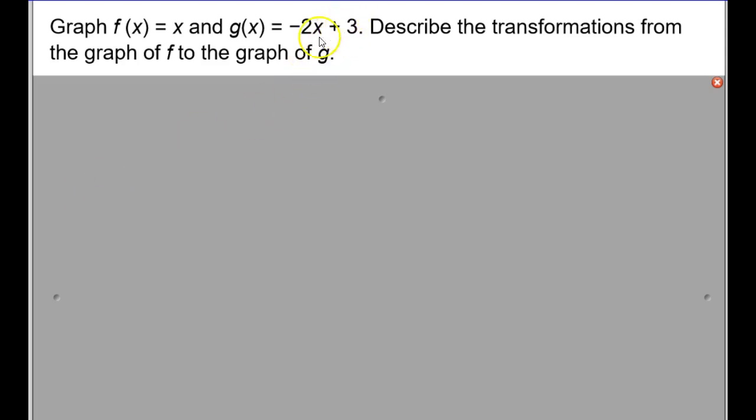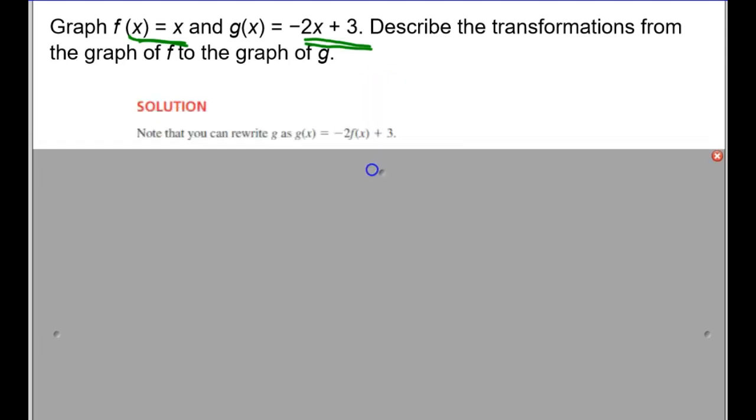So here's our parent function, which is f of x equals x. And here's my new function. Here's what I'm being asked to do, and then asked to describe the transformations. Okay, so the first thing I want to do is I'm going to kind of rewrite it.